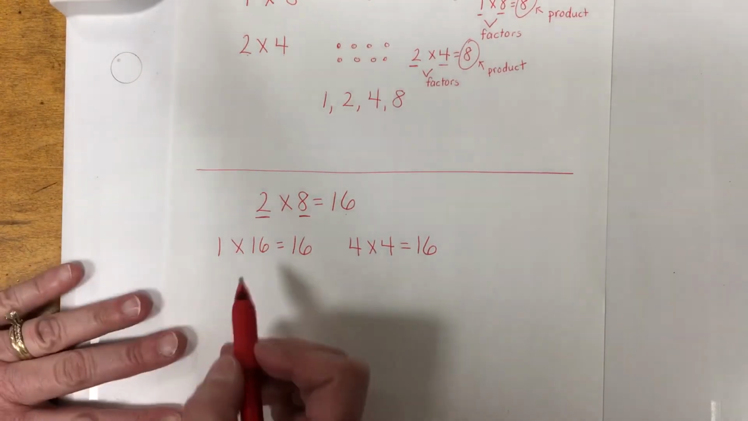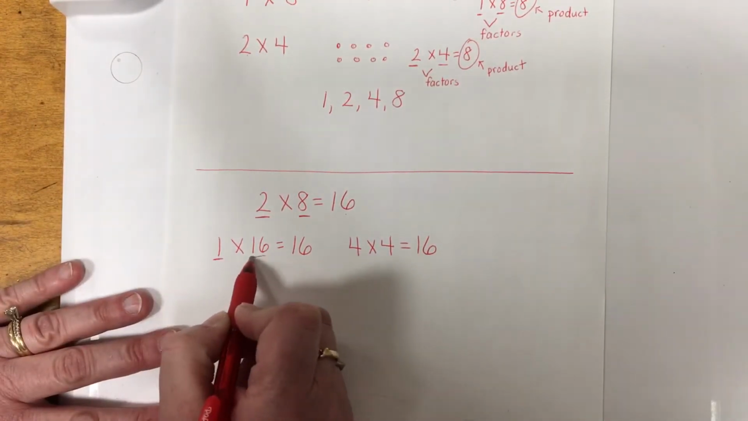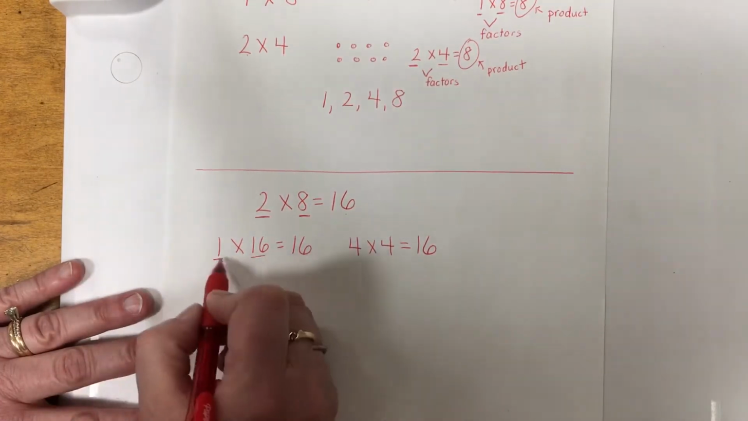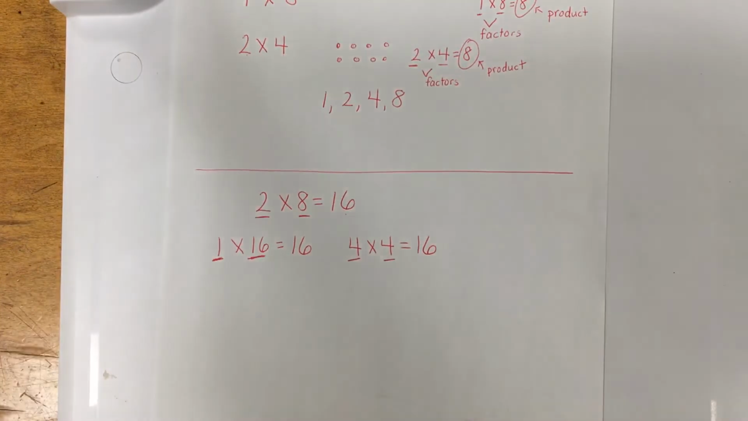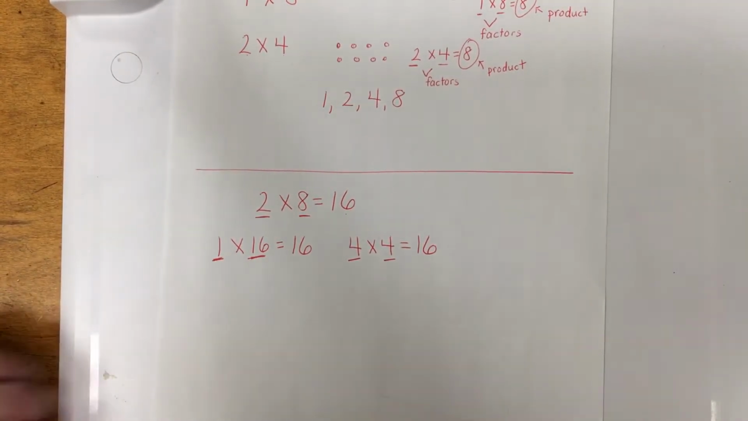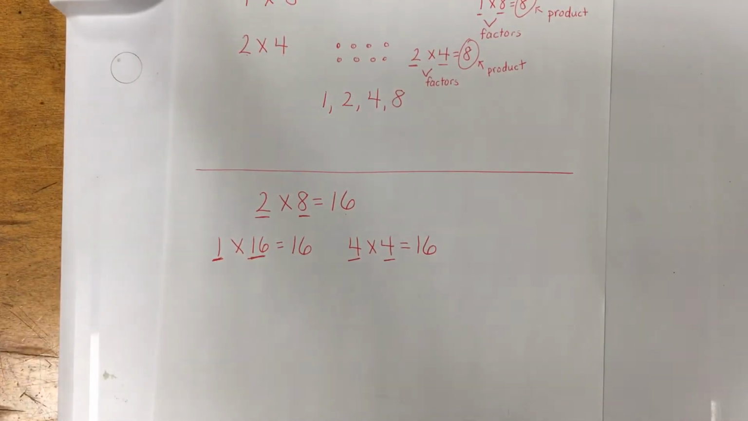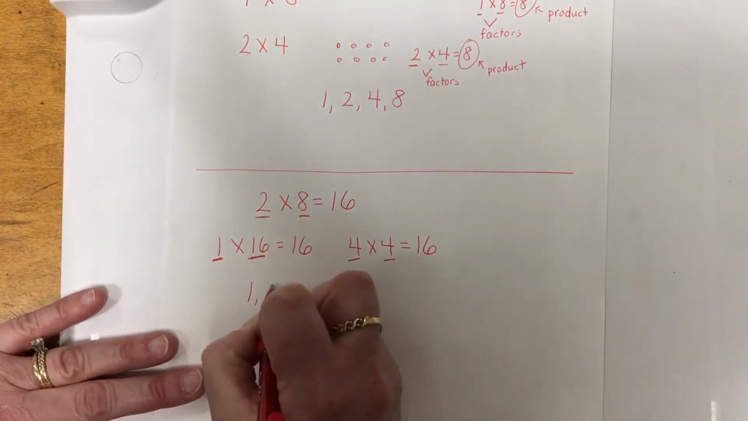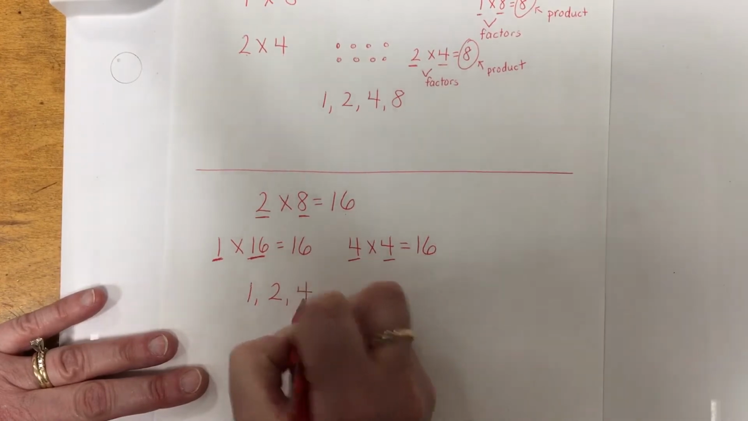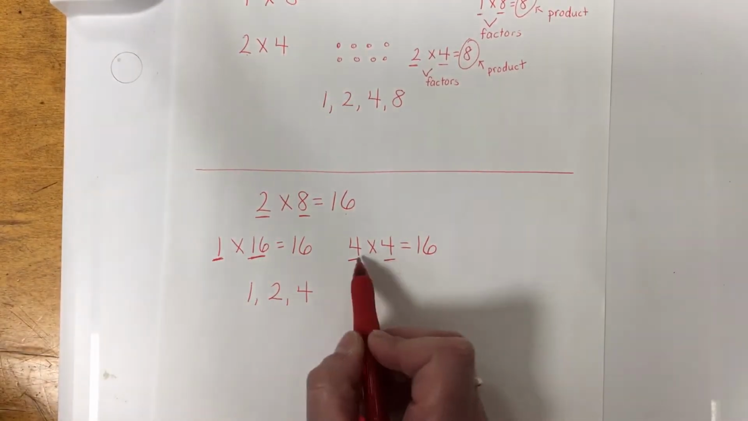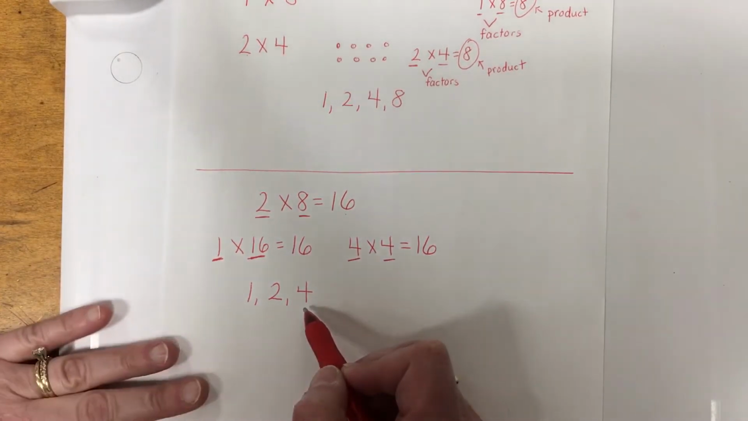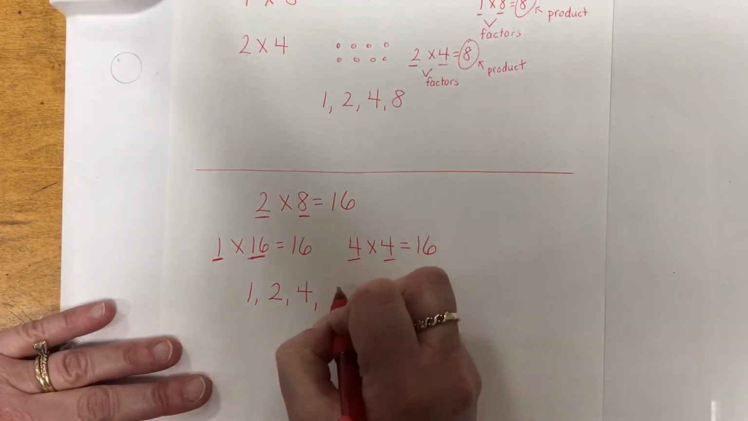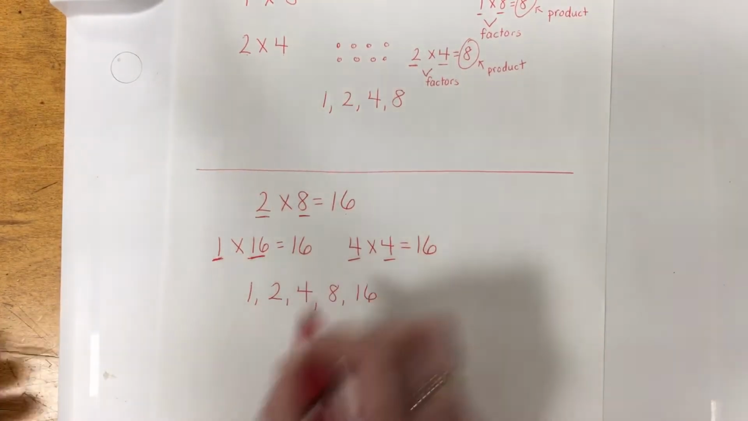So my other factors are 1, 16, 4, and 4. So what are all the factors of 16? I put them in order, least to greatest. 1, 2, 4. I know we used 4 twice, but when I list them, I only have to write it once. 8 and 16.